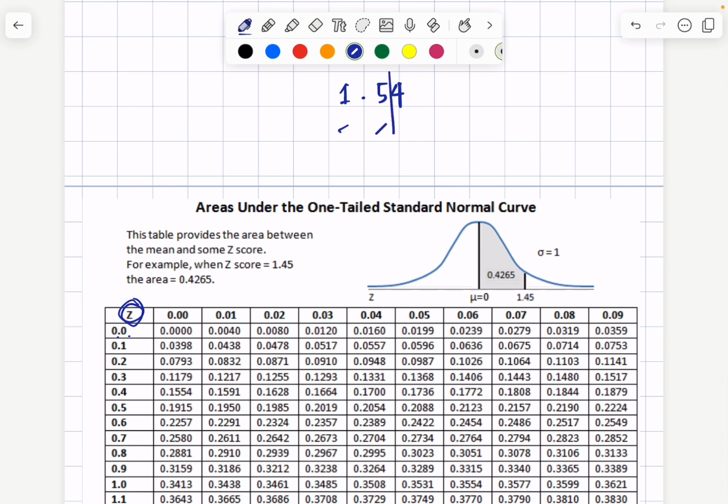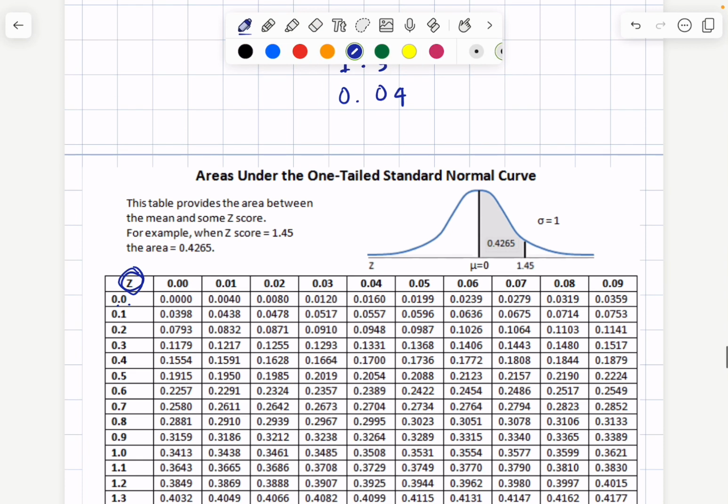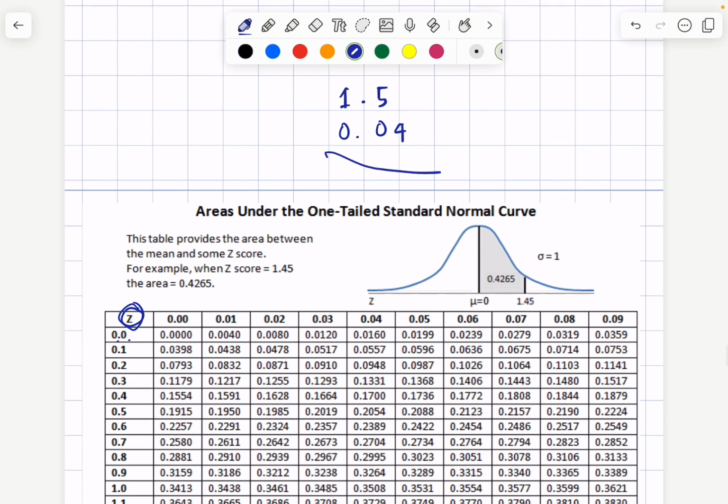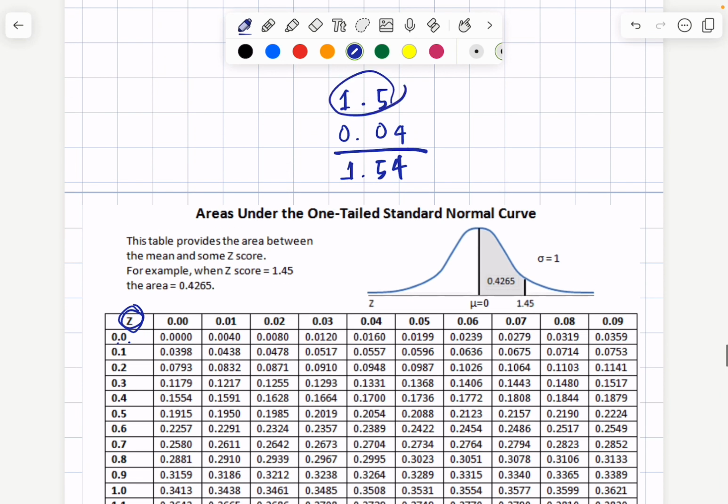Taman ra ni 1.5. Unya, ang naa diri kay 1.54 man. So, unsaon man dayon na siya? So, diri, matunong na to ni diri 0, then 4. Kay, hinaani man dayon na siya. 1.5 plus 0.04, that will equal to 1.54. So, asa ni mo pangitawon una ning 1.5?